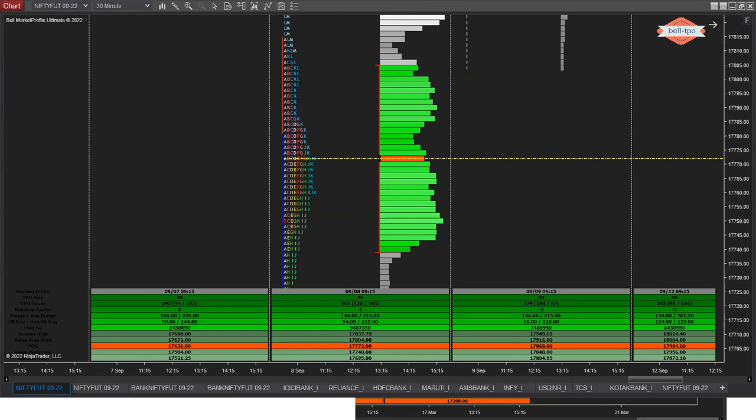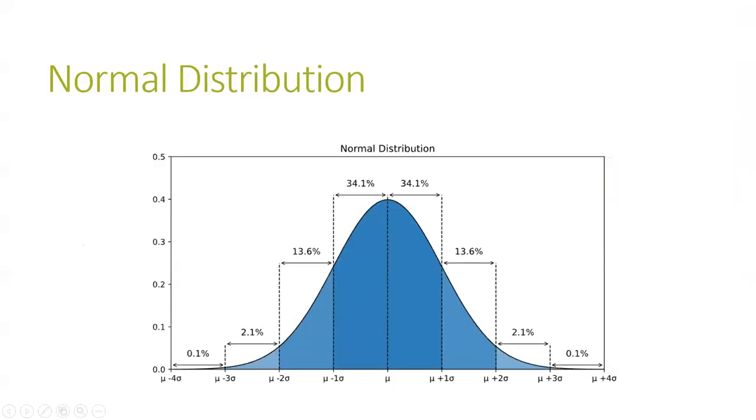All right. So what is the underlying mathematical principle behind this market profile? Is this normal distribution? No, normal distribution is part of statistics. It talks about probability. I'm sure you might be studying it in your high school mathematics. I studied normal distribution somewhere in my 9th or 10th standard.